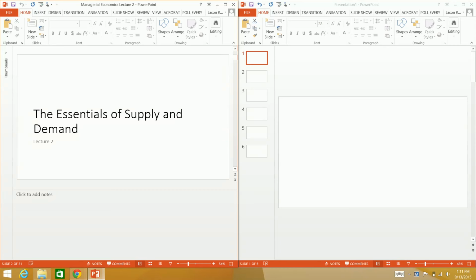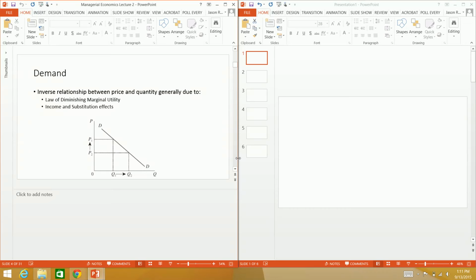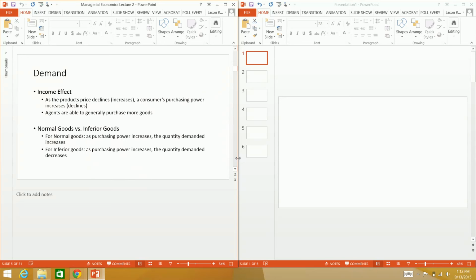So Lecture 2 specifically looked at the essentials of supply and demand. We first invested some time in looking at what demand meant for us. We know that there was a downward sloping relationship. We created this law of demand. And then we looked at a general functional form between quantity and prices. So why does this inverse relationship exist? We emphasized specifically because of the law of diminishing marginal utility, as well as the income and substitution effects.